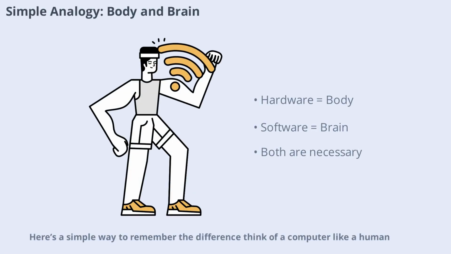Here's a simple way to remember the difference. Think of a computer like a human. The hardware is like the body, it's the physical part you can see and touch. The software is like the brain, it controls everything the body does, but you can't see it. Both are needed for the computer to work properly.